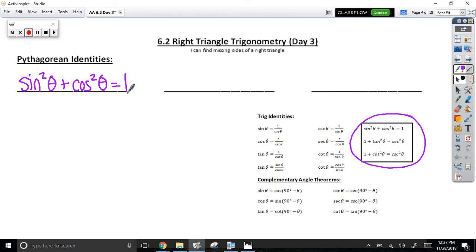Please be aware that these only work if it's squared. Okay? So you can't just say sine plus cosine is 1. It has to be sine squared. They're Pythagorean identities, which are like the Pythagorean theorem, where it's a squared plus b squared equals c squared. You can't just say a plus b equals c. It doesn't work like that.